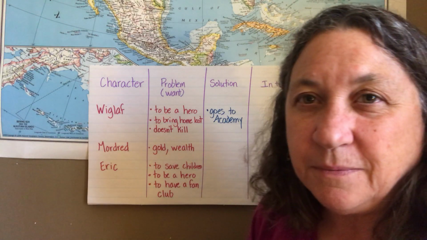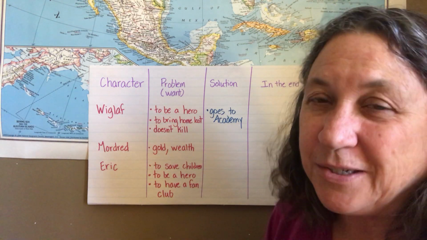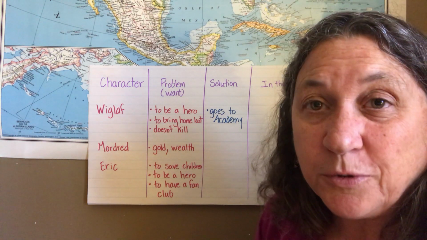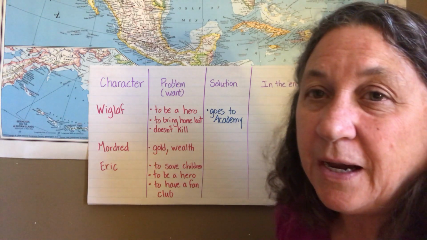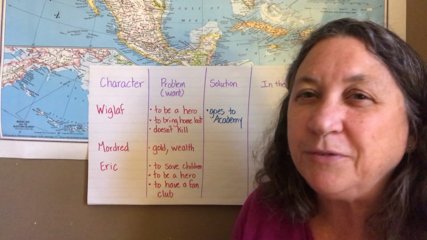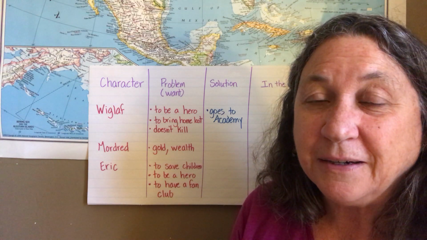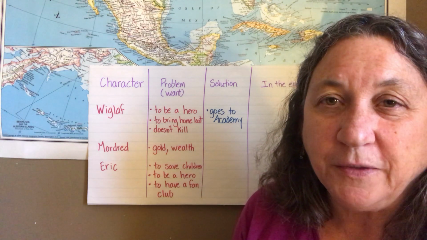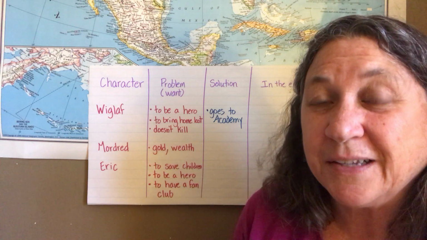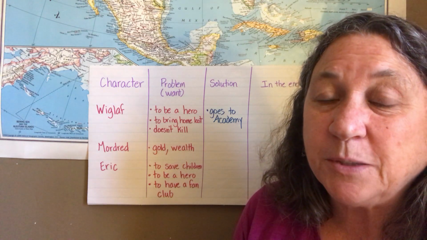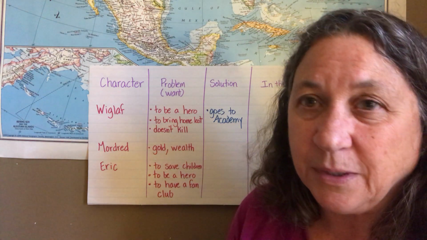He doesn't want to kill. How is he going to solve that? You can see that that's a central problem in the book because he has a real issue with even trying to kill a fake dragon. And so how is Wigloff going to work on this problem? You need to pay attention to that as I read along because that seems to be something the author's trying to get across to us.